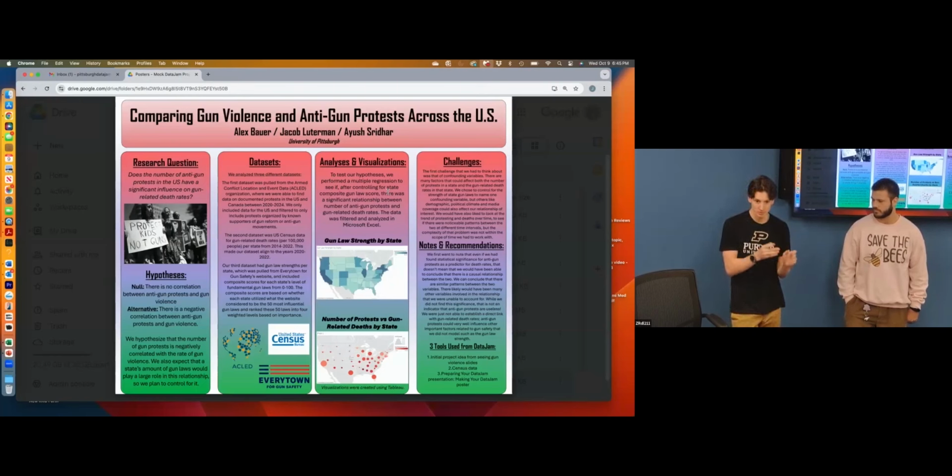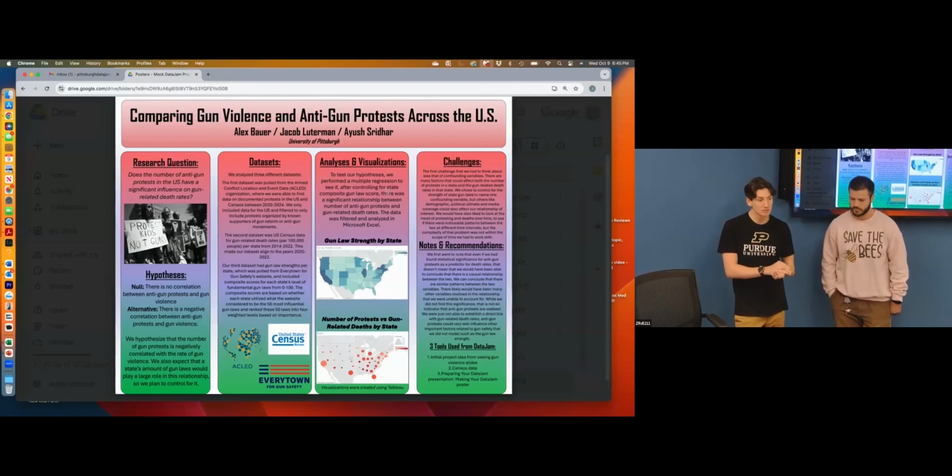The US Census collects, it was 2014 to 2022, so it wasn't the 5-year summary, it was just the complete set from 2014 to 2022. However, since the ACLED only has 2020 to 2024, we were only able to do this research between the years of 2020 to 2022. That's the years of overlap that we had between the two data sets.